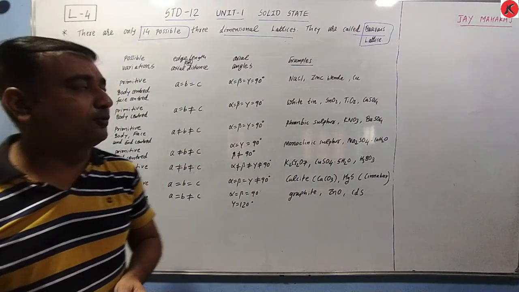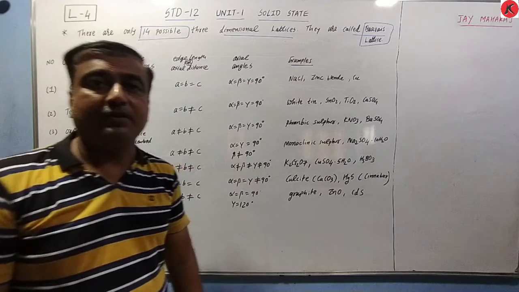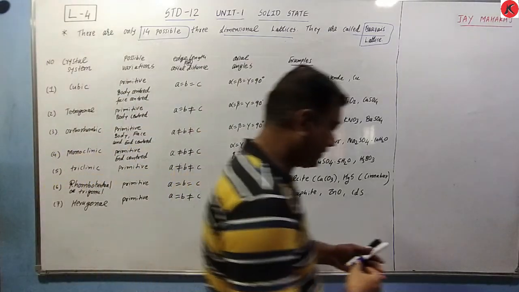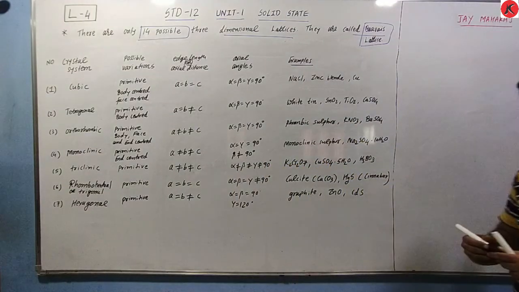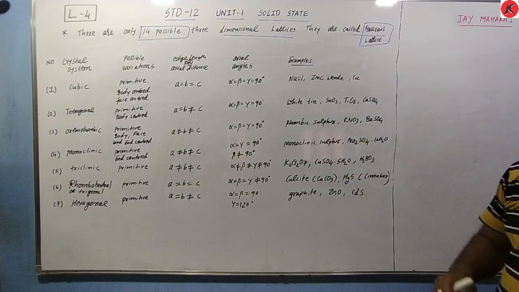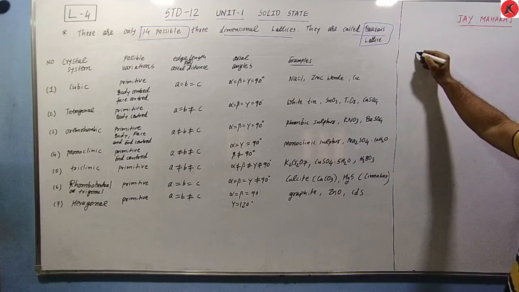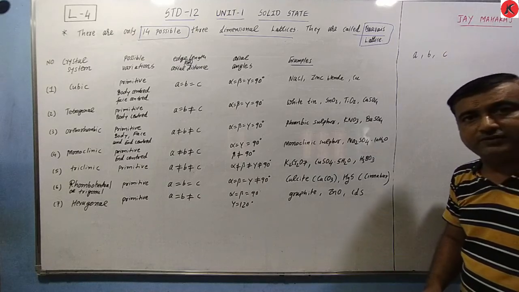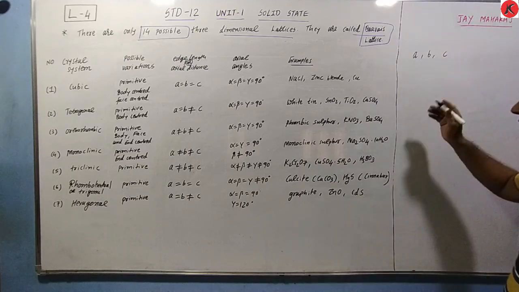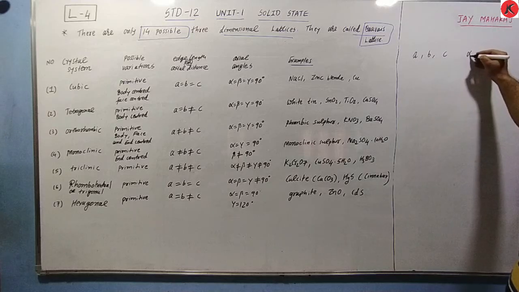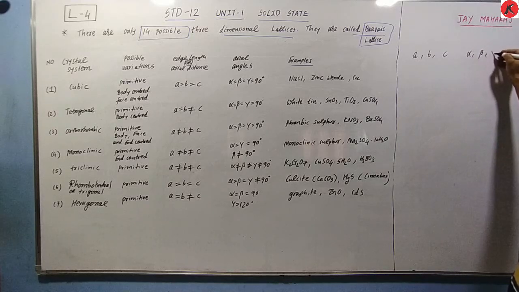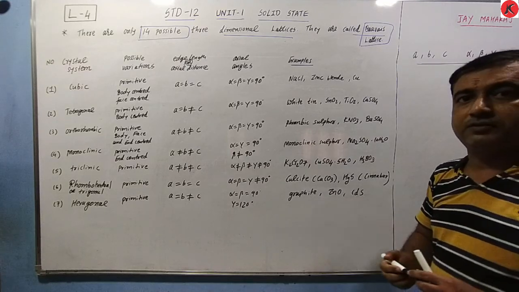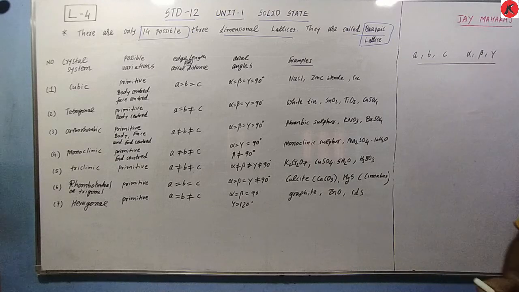In the last lecture, we discussed the unit cell, that means types of unit cell: primitive unit cell and centered unit cell. Also, we discussed how the unit cell can be identified. The unit cell can be identified by 6 parameters: a, b, and c, which are known as axial distances, otherwise edge lengths, and the angles between them, that means alpha, beta, and gamma. By these 6 parameters, we can identify a unit cell.